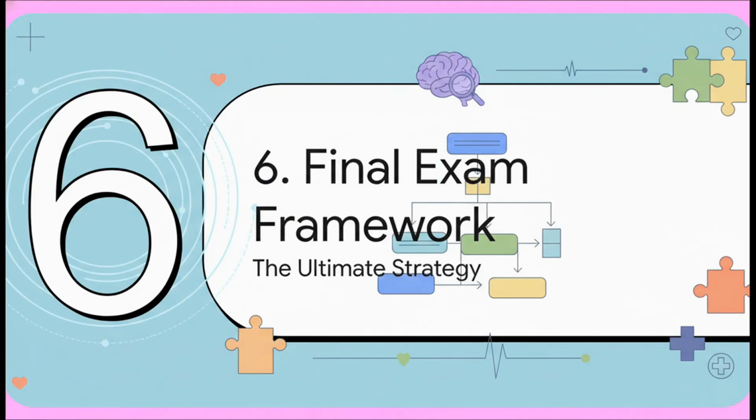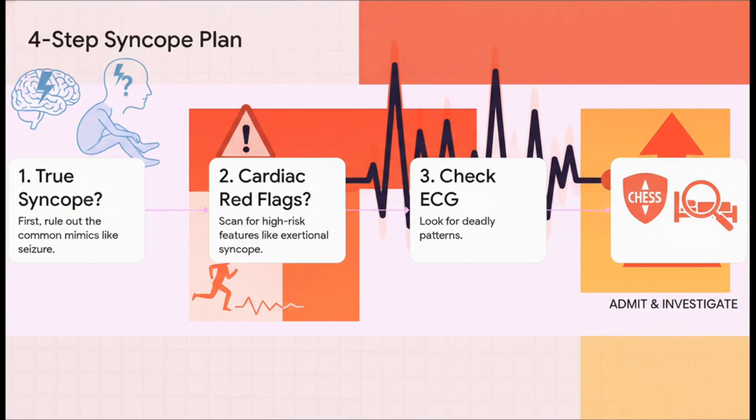Okay, let's put it all together. I want to boil everything down into a simple, powerful framework that you can use instantly to attack any syncope question that comes your way. This 4-step algorithm right here is your key to success. Step 1, is it really syncope or is it a mimic? Step 2, scan the history for those cardiac red flags we talked about. Step 3, what does the ECG show? Always check it. And step 4, use a tool like CHESS to decide if they're high risk. If the answer is yes, the next step is always admit and investigate. Exams reward this way of thinking. Find the dangerous stuff first.